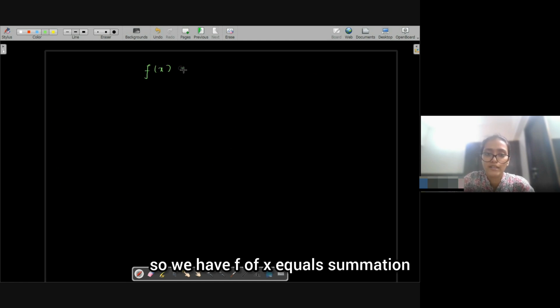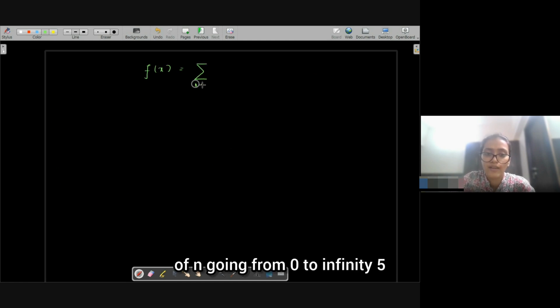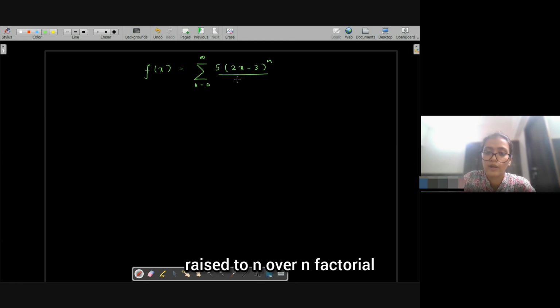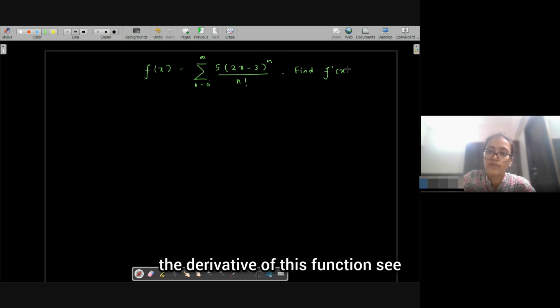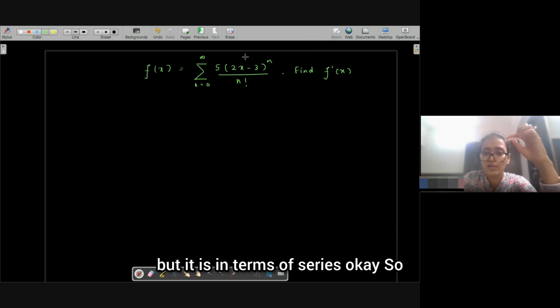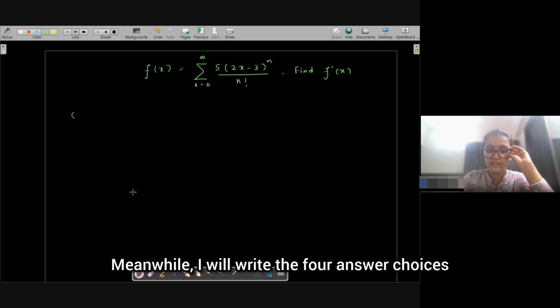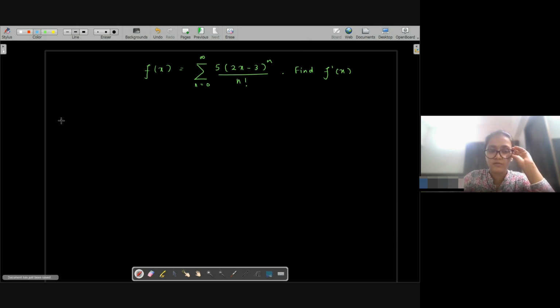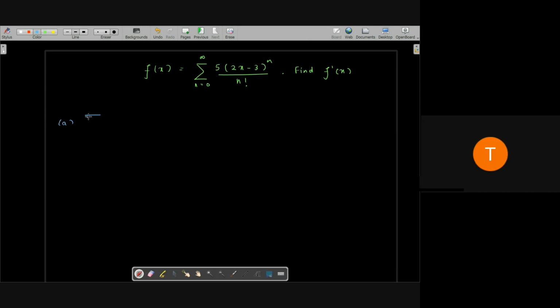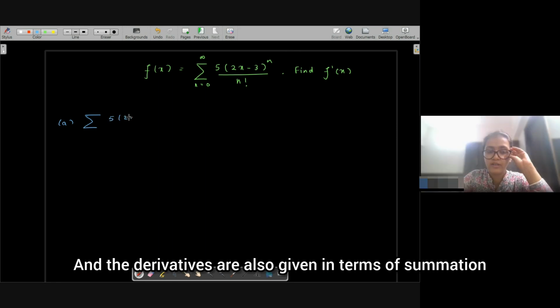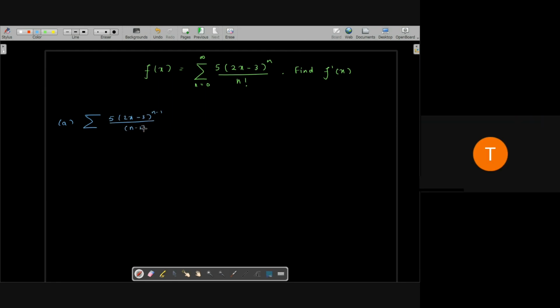So we have f of x equals the summation of n going from 0 to infinity, 5 times (2x minus 3) raised to n over n factorial. This is a series. We have to find the derivative of this function. Although this is a function, it is in terms of a series. So think about how you can find the derivative. Meanwhile, I will write the 4 answer choices. And the derivatives are also given in terms of summation.